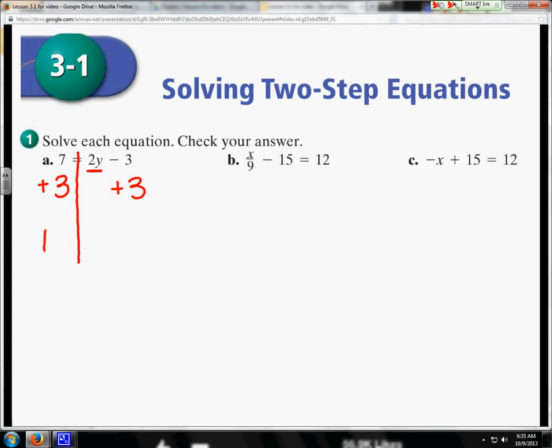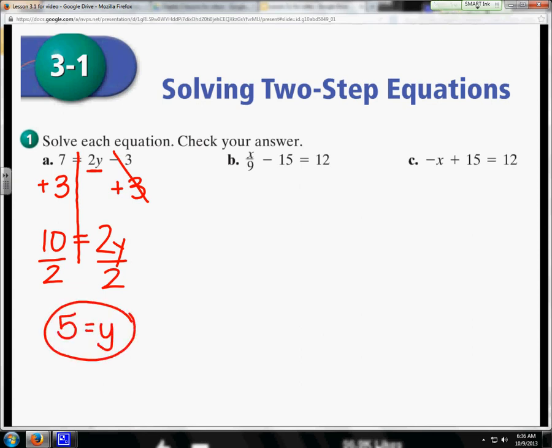7 plus 3 is 10. And then I bring down my 2y because I didn't do anything to that. And then minus 3 plus 3, they end up equaling 0, so I don't need to write anything else. Now I'm left with my multiplication, which is 2 times y equals 10. So I do the opposite, which is divide. I divide both sides by 2, so then I see that 5 equals y.